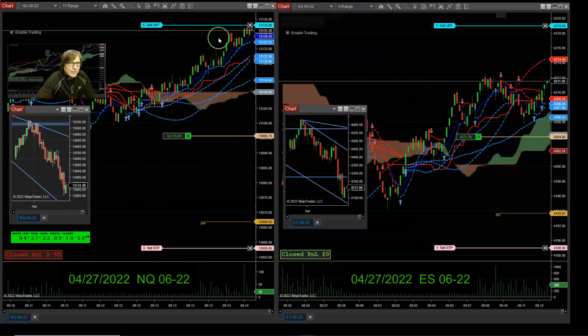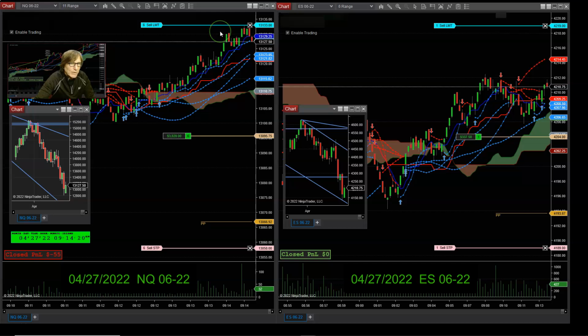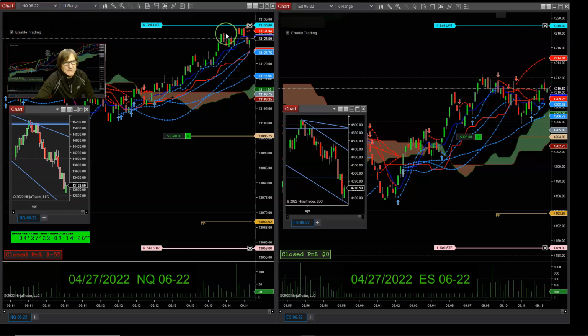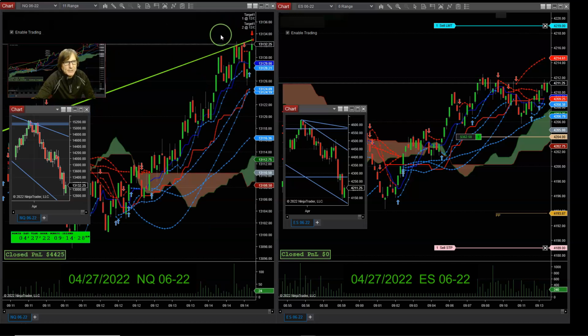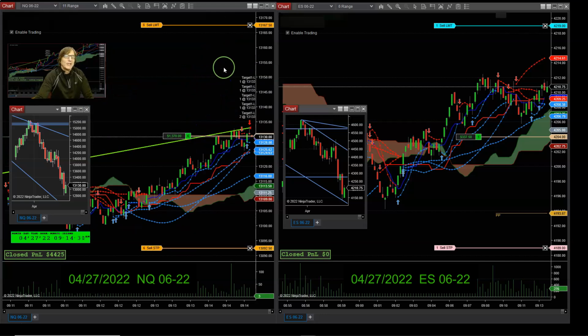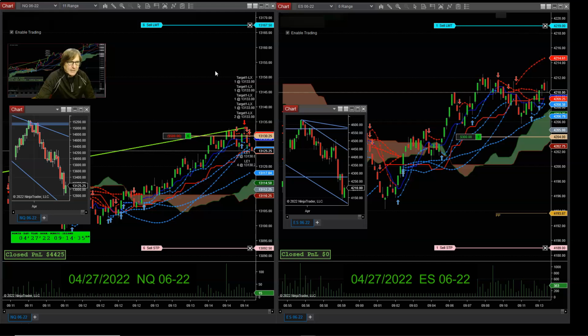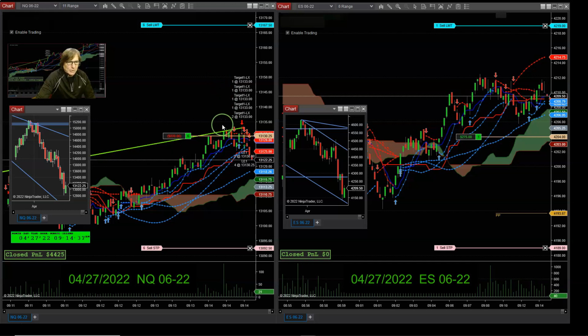Catching another target here, it looks like, pretty quick on the NQ, possibly. Look how close this wick came to our target. I mean, it must have bumped up practically within a couple ticks. There we go. So hit target, boom. And trading right along.